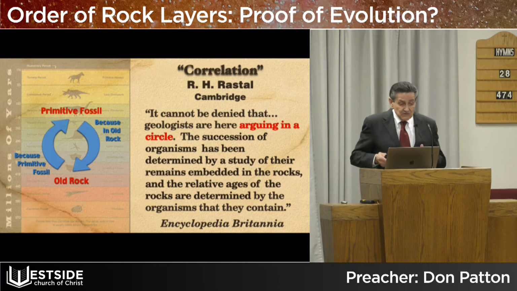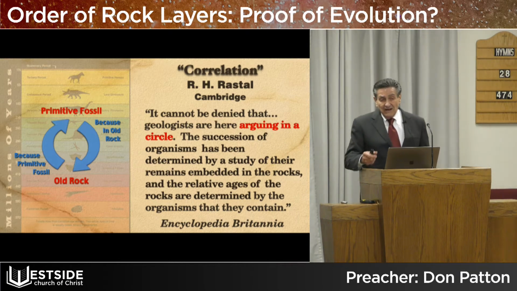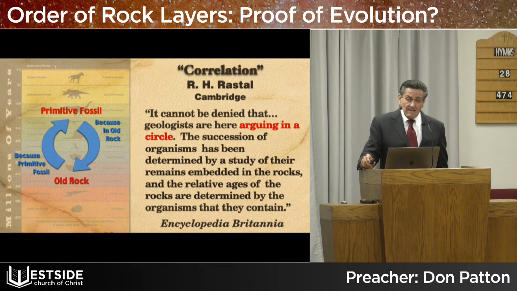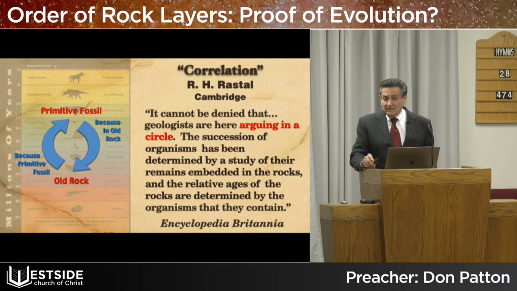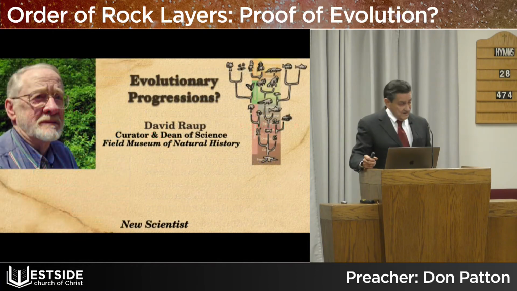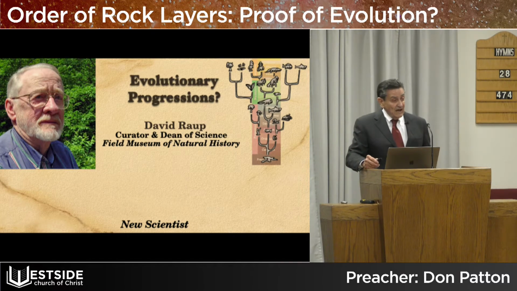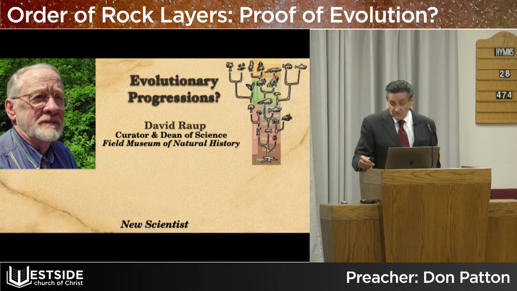The question is, do you find progressions in the rock? I think you find a reflection of exactly what the flood would do, but the kind of progression that the evolutionist requires is not there. Notice from New Scientist, David Rapp, who's curator, Dean of Science, Field Museum of Natural History, the largest fossil museum we have in the United States.